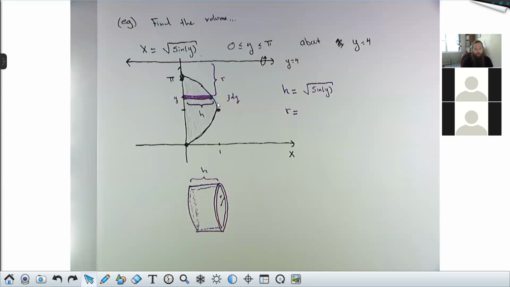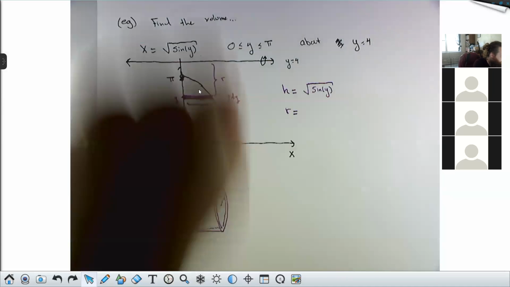So it's the y value here minus the y value here. You're correct that the y value up here is 4, but what is the y value here? Square root of sine y. Careful, that's the x value, right? X is equal to the square root of sine y.